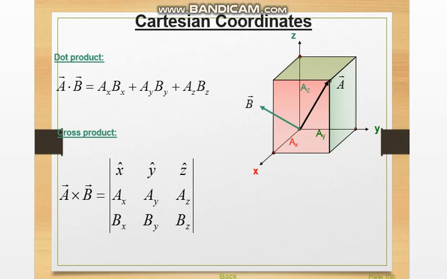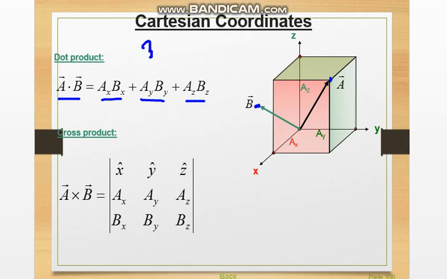My dear students, that is the Cartesian coordinate system. The dot product will be ax bx, ay by, and az bz. That means if it is a point in a Cartesian system, the dot product will be the multiple, or the product, of the coefficients of the a vector and the b vector.